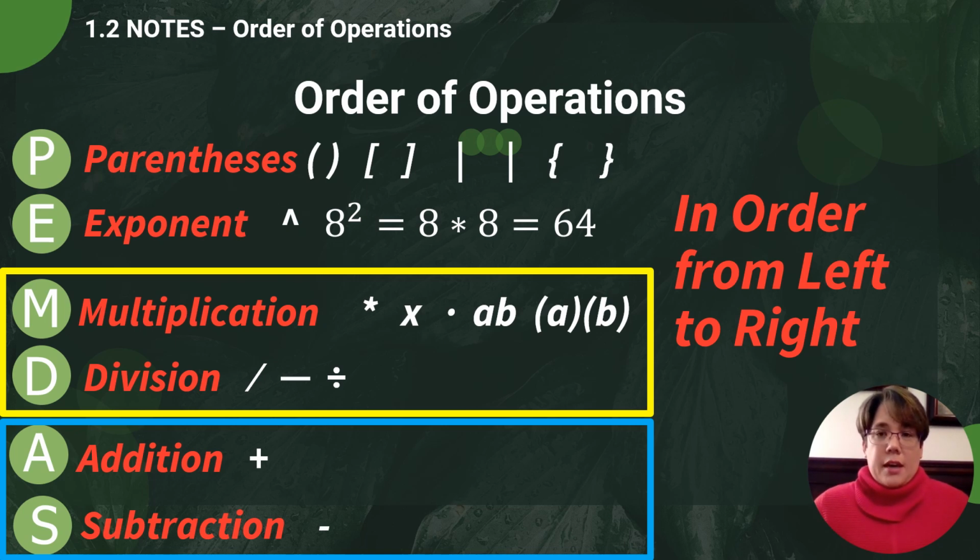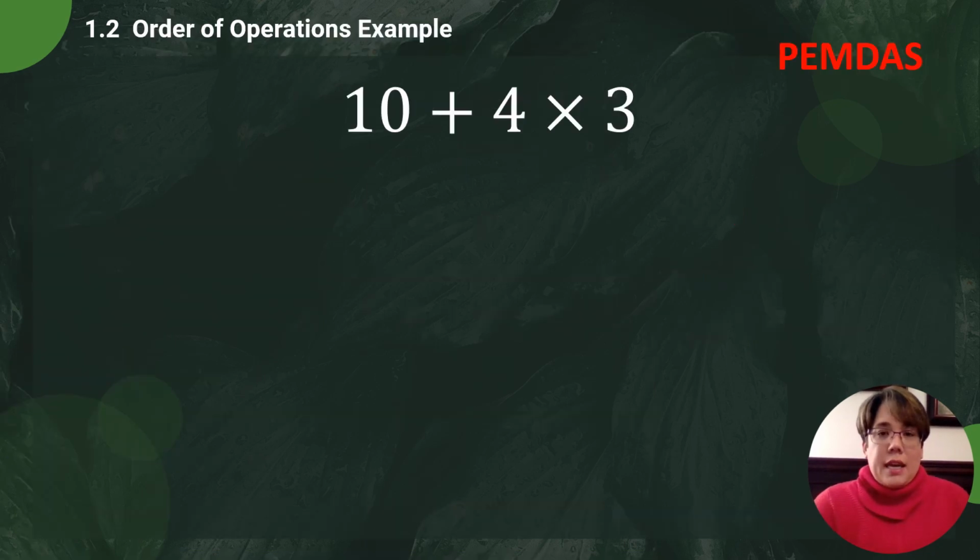Okay, so let's apply this in an example. Looking at an example, this will be a simple example, 10 plus 4 times 3. I've given you the PEMDAS acronym in the corner for us to be able to use. So what we're going to do is we're going to start out, we're going to look, there are no parentheses, there are no exponents, so then I'm going to go straight to multiplication division. And I do see a multiplication here. So that's going to be the first thing that I'm going to do. And so I'm going to say 4 times 3. 4 times 3 is 12.